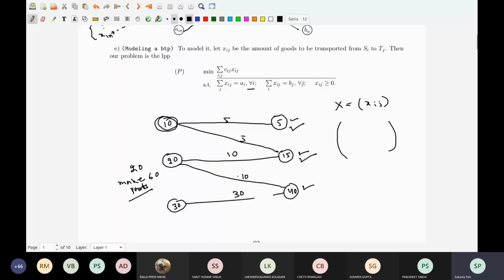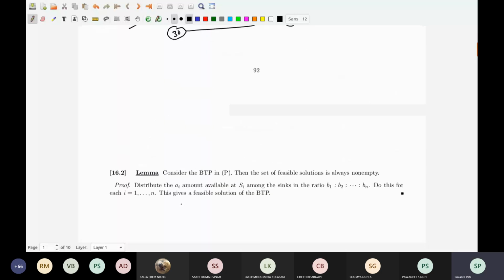So see, if everybody is distributing proportionately, that will also be a feasible solution. So these are feasible solutions. That basically means the feasible set is non-empty. So that is what this lemma says: consider the BTP in P, then the set of feasible solutions is always non-empty. Here I have done the distribution in ratio form. You can also give others, that is no problem. In any case, that is what the thing is.